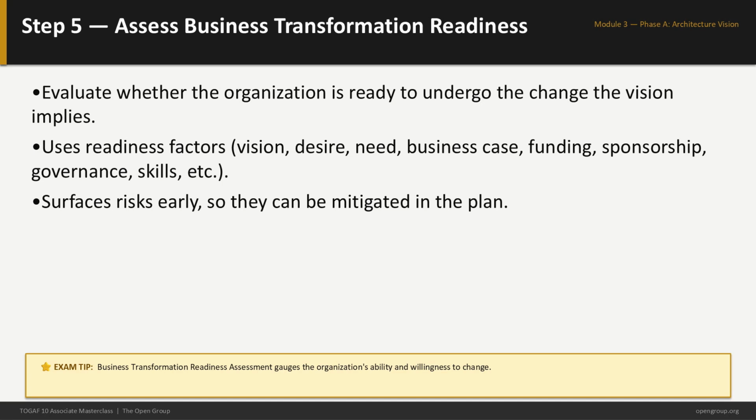Step 5, closely related, is the business transformation readiness assessment. Evaluating capability tells you whether the organization can do it. Readiness tells you whether it's actually ready and willing to go through the change the vision implies. You assess a set of readiness factors, things like vision, desire, need, a clear business case, funding, sponsorship, governance, and skills. The point of doing this early is to surface the soft, organizational risks up front, while there's still time to mitigate them in the plan. So in short, the business transformation readiness assessment gauges the organization's ability and willingness to change, and weak readiness is a risk you want to spot now, not later.